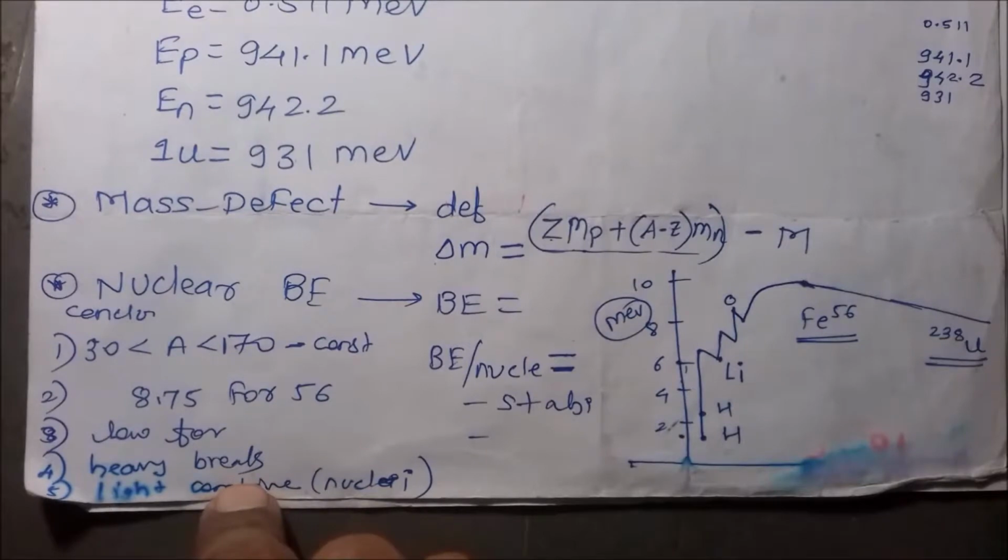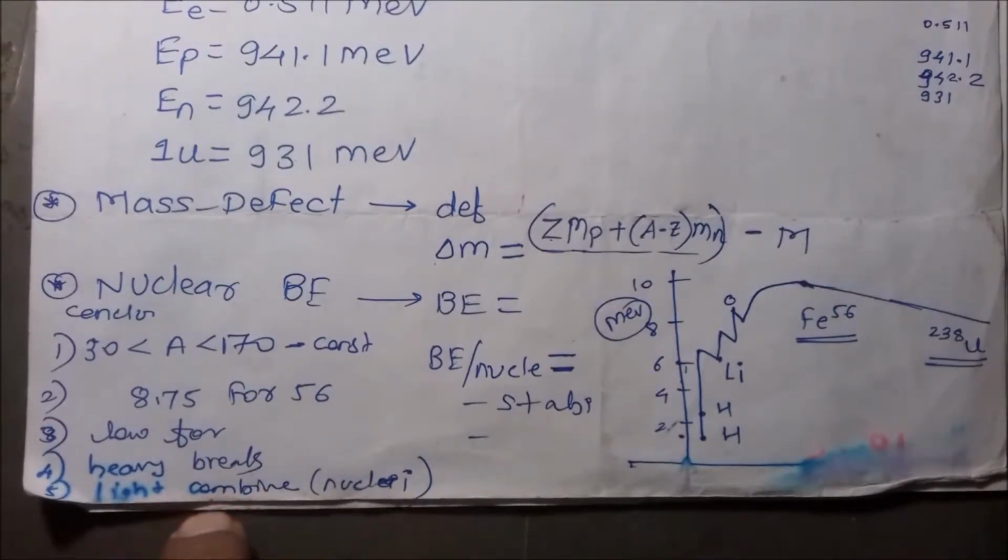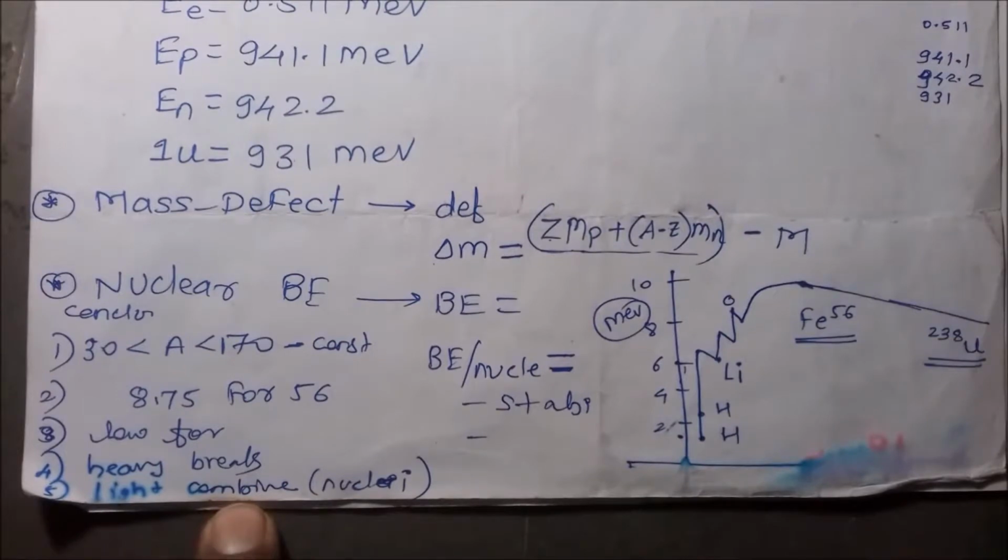Heavy nuclei break to form lighter nuclei, and it is called fission. Lighter nuclei combine to form a heavy nucleus, and that is called fusion. Fission and fusion happen to increase stability.